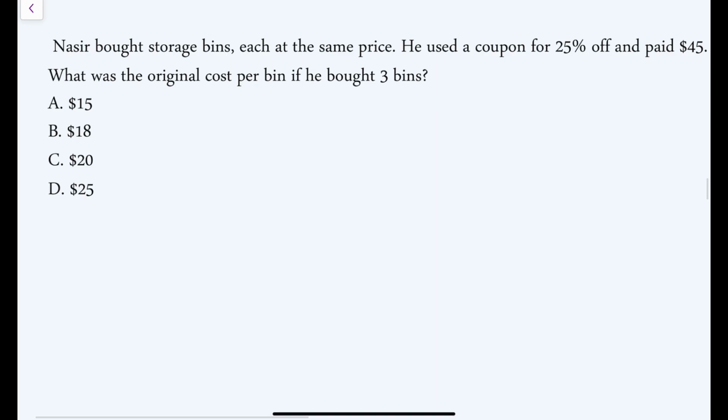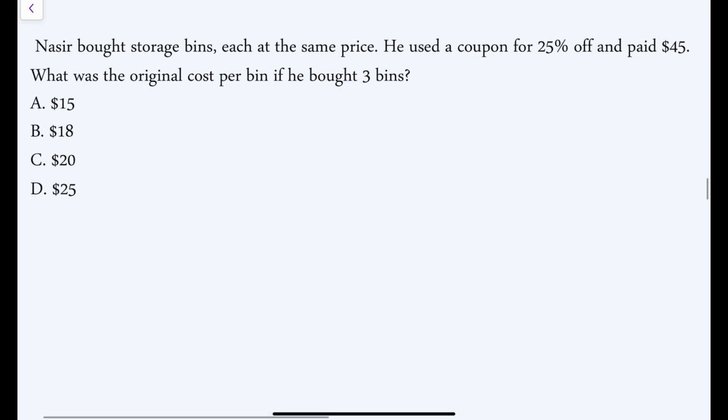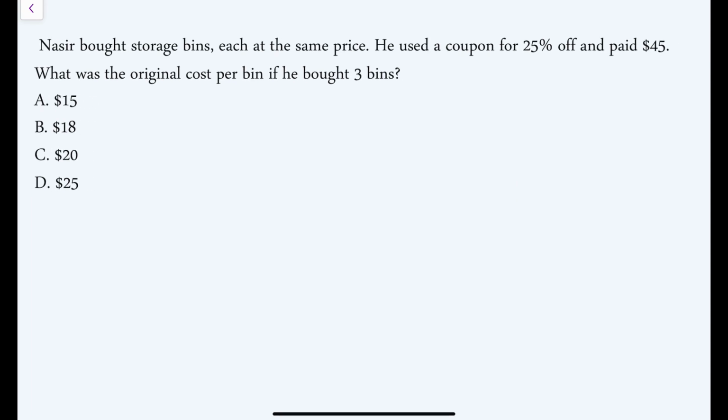Nazir bought storage bins, each at the same price. He used the coupon for 25% off and paid $45. What was the original cost per bin if he bought 3 bins? Okay, so here's the key information. He paid $45 after 25% off, and he bought 3 bins. What was the original price per bin?